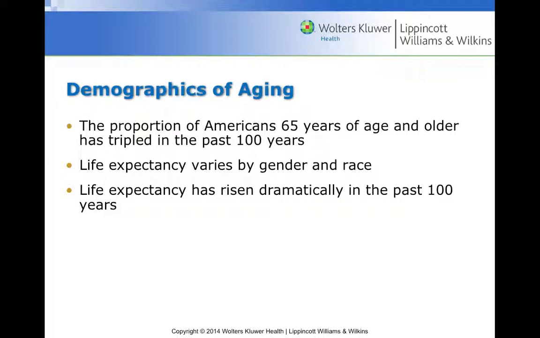First, we will look at demographics of aging. The proportion of Americans 65 years of age and older has tripled in the last 100 years. Life expectancy has also risen dramatically in the past 100 years. In 1900, average life expectancy was only 47. That means I would die very soon. That's not okay. So glad that it has progressed and increased to an average age of about 78.2.